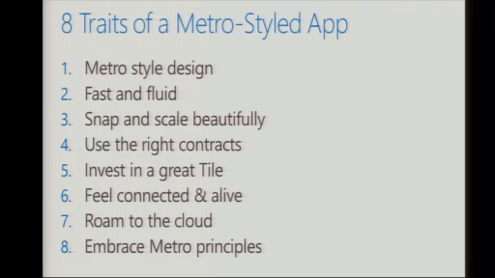So this is how you actually go about designing a Metro-style application. And these are what we're calling the traits of an application, right? So first of all, it has a style design. The key thing here is that we use a very standard look and feel. We use standard typography, standard coloring, standard block size, and so on and so forth, so it looks like a Metro application. People associate it as a Metro application. Talked already about some of the other things in here. Fast and fluid, snap and scale. When you turn the machine around, it does what you'd expect. Uses the contracts wherever applicable. Has a good tile, connected and alive, roaming, and the principles.